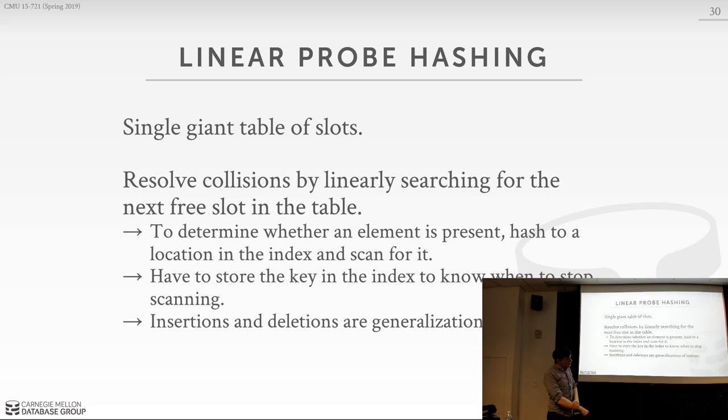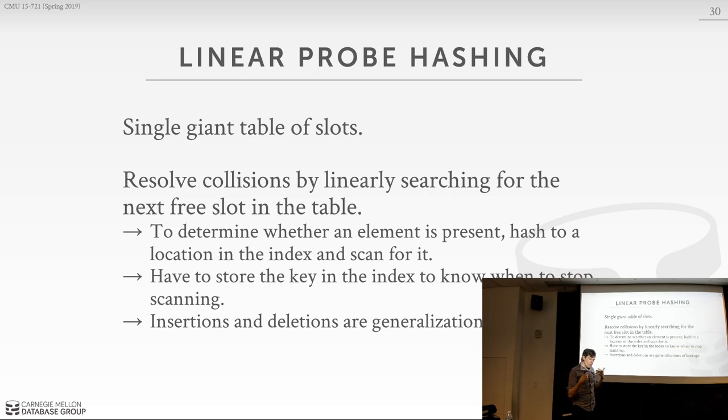The other classic approach to doing this is called linear probe hashing. Think of this as just a giant table of slots, like a single block of memory. I hash to some offset into this list of slots. When I land in my position, if nothing's there and I'm doing an insert, I just insert right there and I'm done. If something is there, I do a sequential scan until I find a free slot where I can insert what I want.